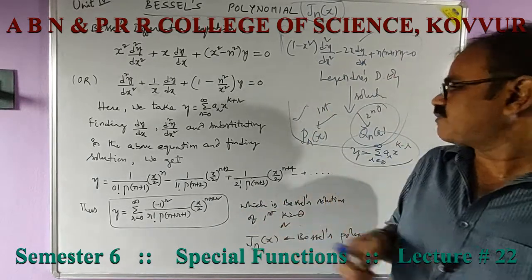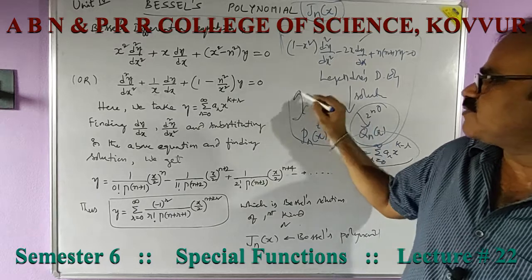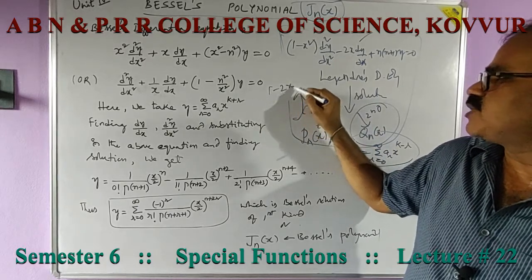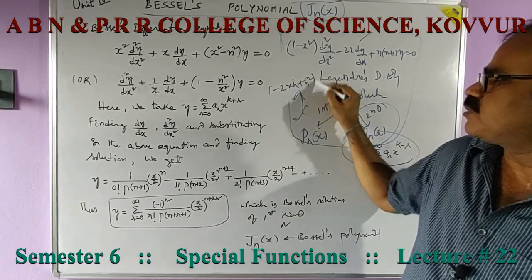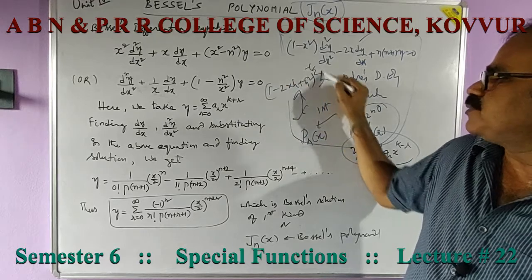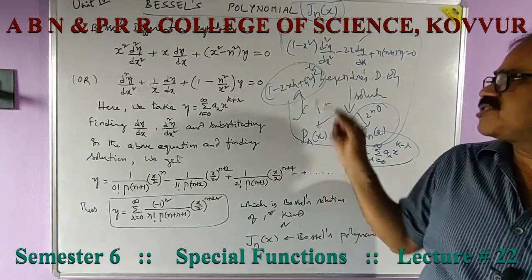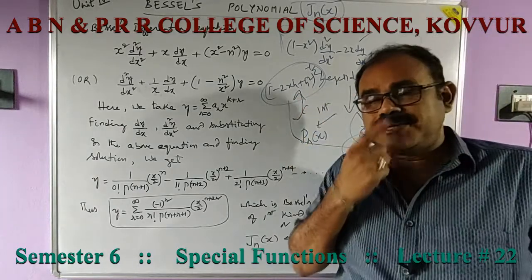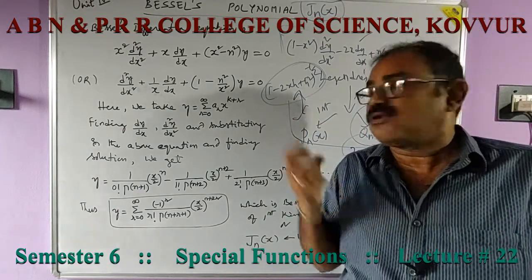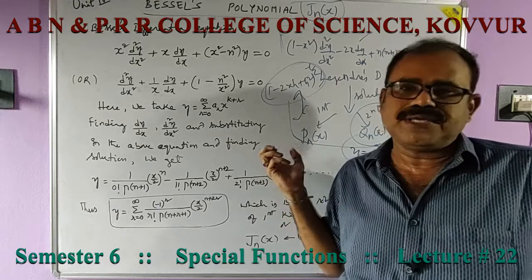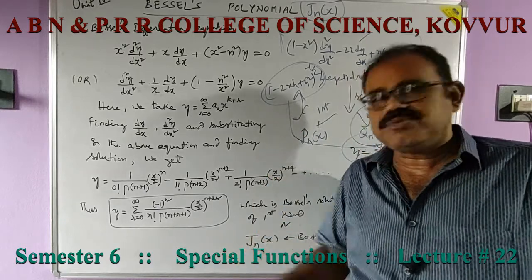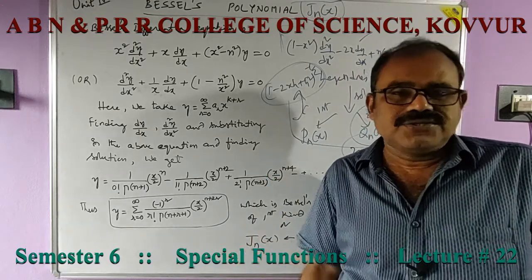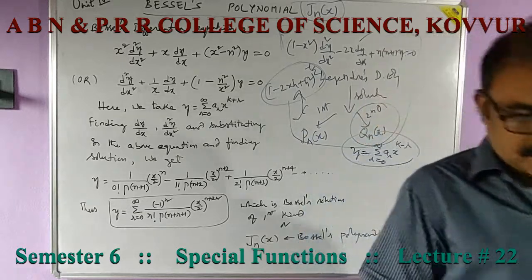What is the generating function of Pn(x)? The generating function of Pn(x) is (1 - 2xh + h²) to the power of minus 1/2. In the expansion of (1 - 2xh + h²) to the power of minus 1/2, if you pick up the coefficient of h^n, we get Pn(x). In the same way, there should be a generating function for Jn(x). Let us see what that is.